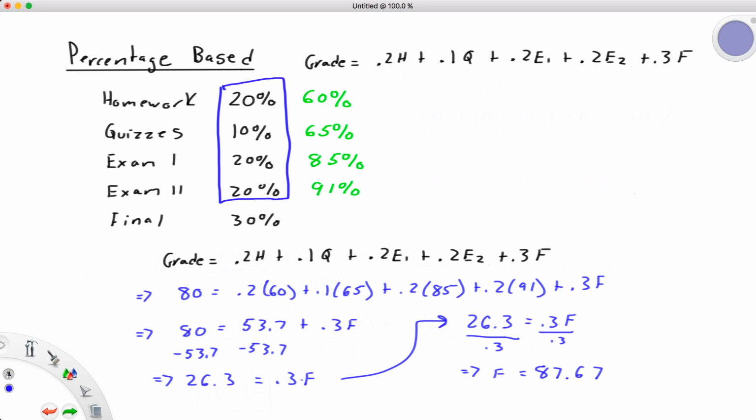And you could do the same thing if you wanted to figure out what it would take to get a B instead of a B minus. So you might plug in 82 instead of 80. Or if you want to figure out what it takes to get an A, you might plug in 90. But this process can be repeated, right? Solving for whatever you need to determine what you might need to get on the final to reach the grade that you're looking for, given the grades that you've gotten so far.